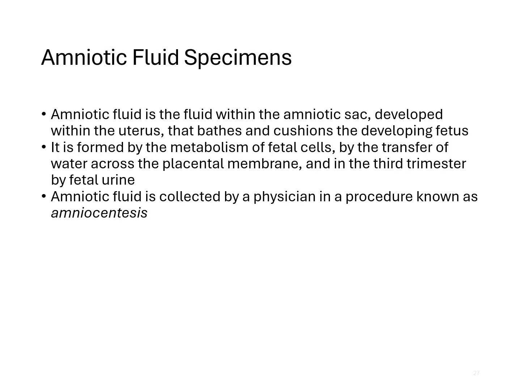Amniotic fluid specimens. Amniotic fluid is the fluid within the amniotic sac, which is developed within the uterus, that bathes and cushions the baby when it's forming. It is formed by the metabolism of fetal cells, by the transfer of water across the placental membrane, and in the 3rd trimester by fetal urine. Amniotic fluid is collected by a physician in a procedure known as an amniocentesis. This fluid may be tested for proteins associated with other abnormalities like spina bifida.